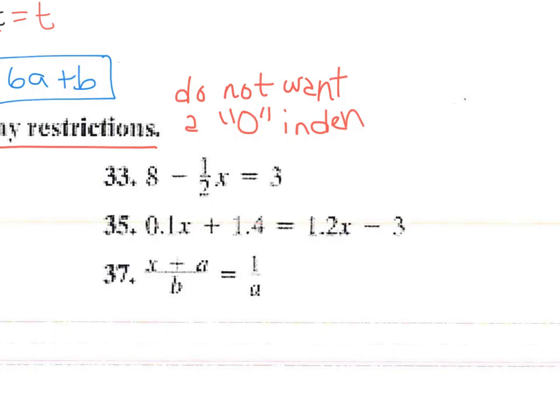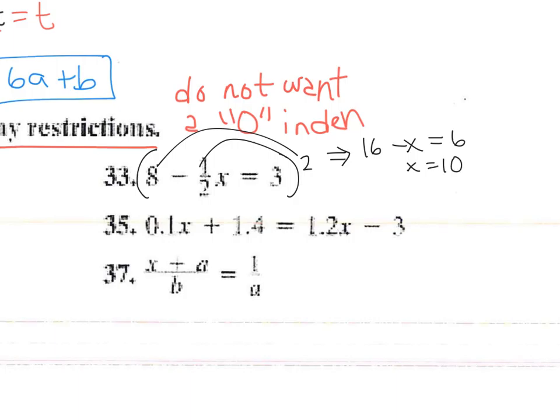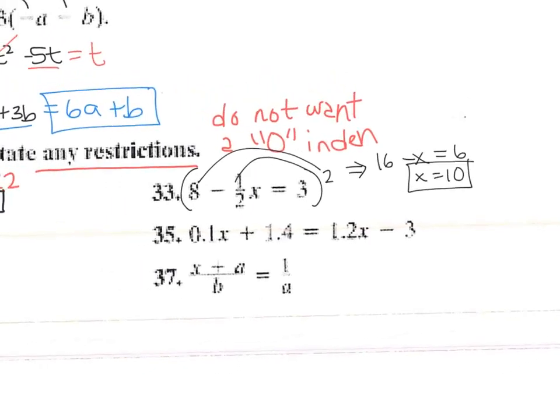I could subtract 8 and then multiply by the reciprocal, but I want to review how to clear fractions. So if I have this 2 in the denominator, that's the only denominator, I'm going to multiply everything through by 2 because it will clear fractions. So this is going to turn into 16 minus x equals 6. 16, take away x has to be 10. And I don't have any restrictions because I never have a 0 or a variable in the denominator.